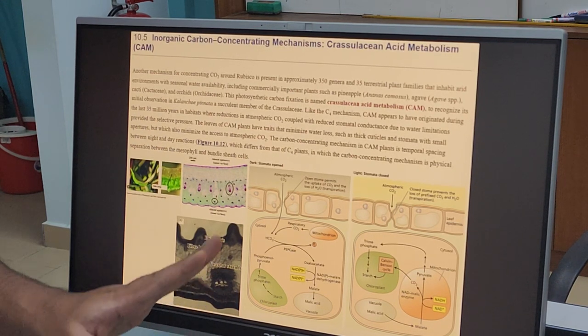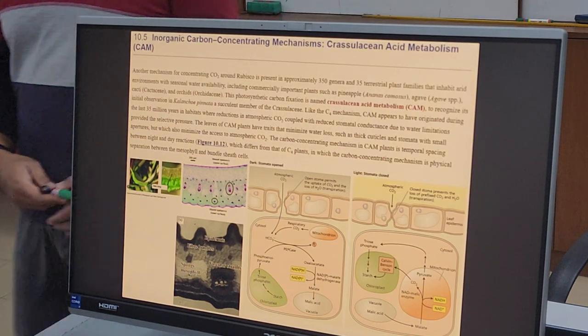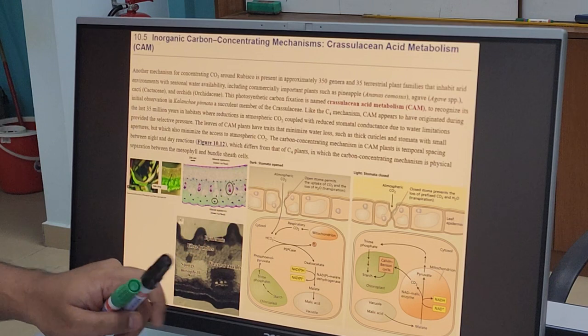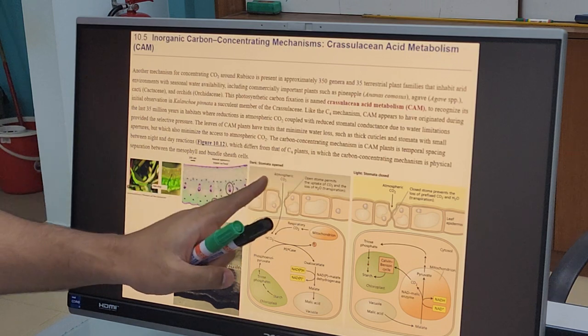Right. Okay. So, what's the deal with this? If the compartmentalization of C4 is separated physically by two distinct cell types, mesophyll cell and bundle sheath cell, the separation in CAM plants is achieved by what we call temporal separation, separation by time. Meaning that, to put it simply, if you look here, time is of the essence. During the night, during the day.